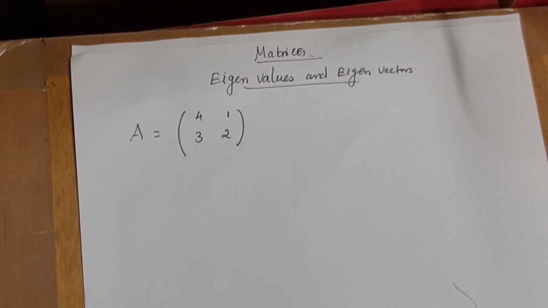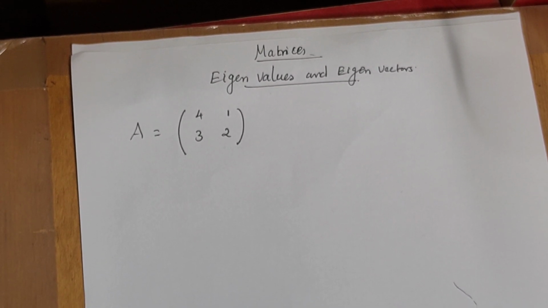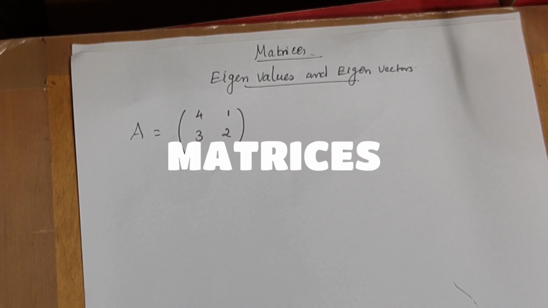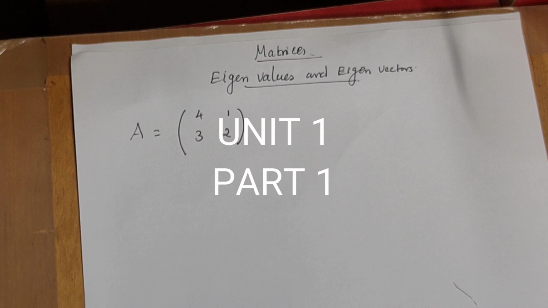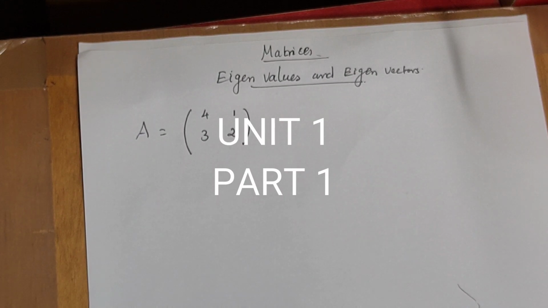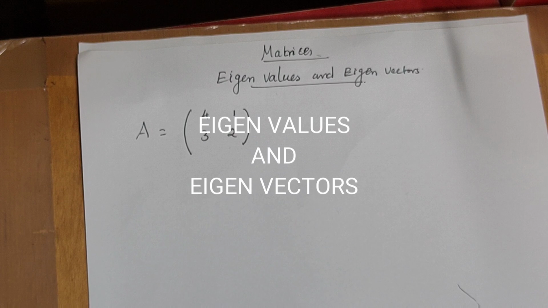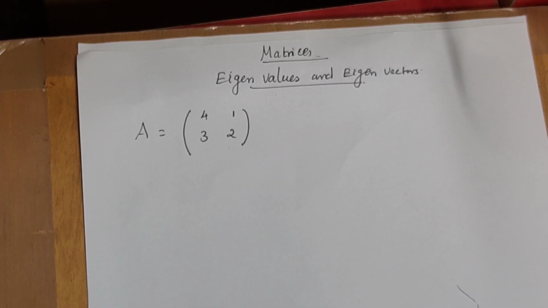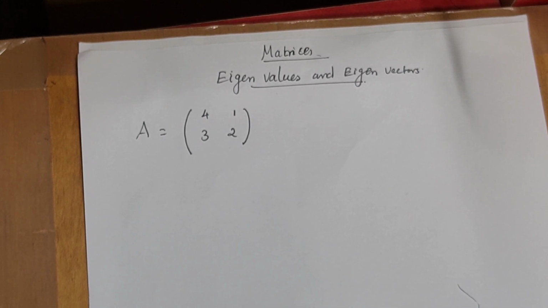Hello guys, in this video we are going to learn about matrices, in the sense of how we are going to find the eigenvalues and eigenvectors. To begin with, we are going to find the eigenvalues and eigenvectors for a 2 by 2 matrix and then for a 3 by 3 matrix. As you know, matrices are widely useful in engineering. They are used in the finite element methods, that is in civil and structural engineering, and in network analysis in the field of electrical and electronics engineering.